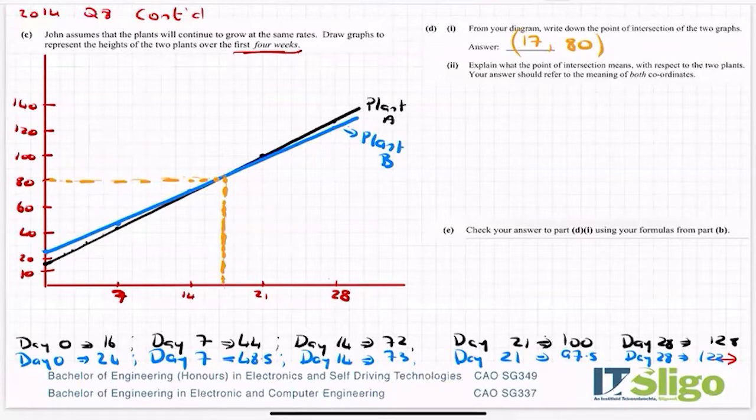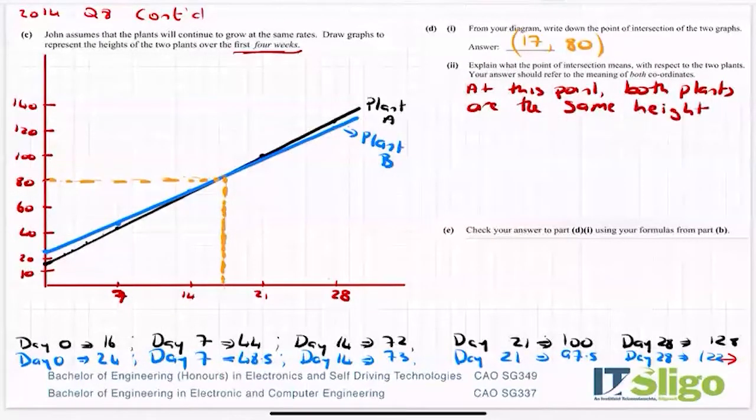Explain what the point of intersection means with respect to the two plants. You should also refer to the meaning of both coordinates. Okay, so what does it mean? Well, at this point, both plants are the same height.